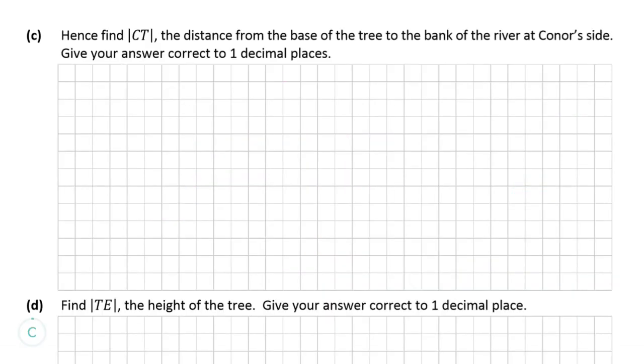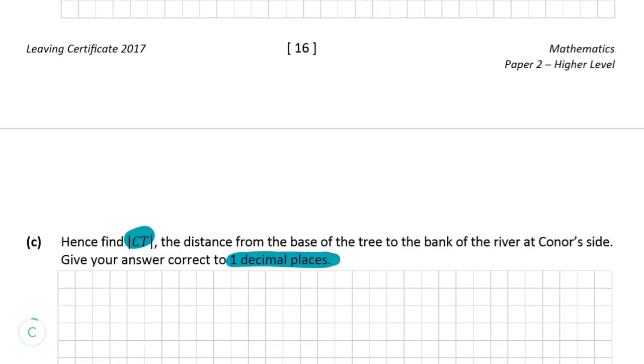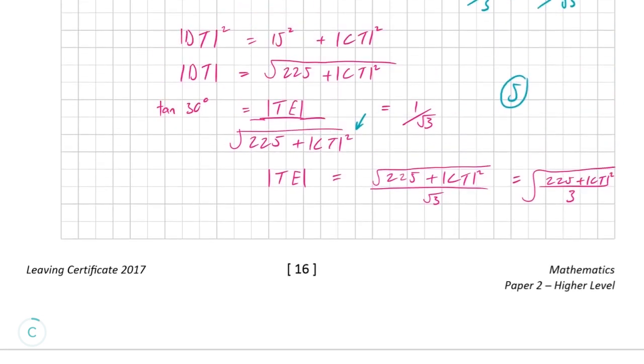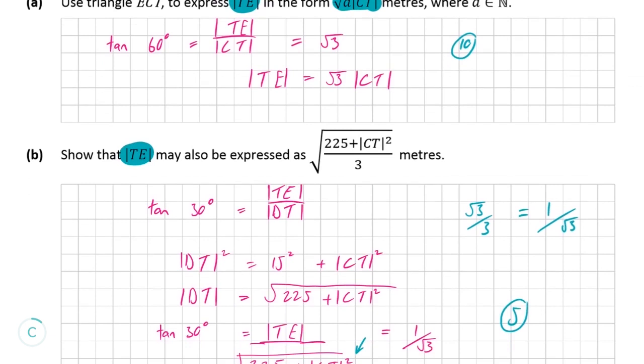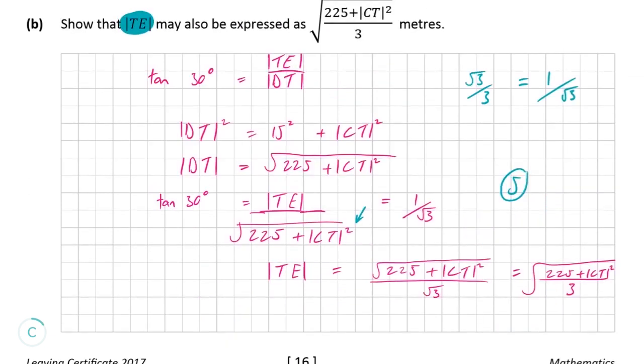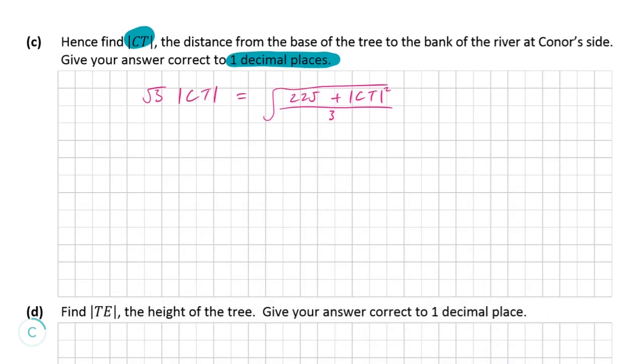So now they tell us to hence find the value of CT and to give our answer correct to 1 decimal place. So they're basically asking us to do this because we have 2 separate equations involving TE and CT, and we can just let both the right hand sides of each equation, which come from part A and also here from part B, equal each other, and then we're just going to try and isolate CT. So now what we're going to do is square both sides of this equation, and that is going to give us this equation now.